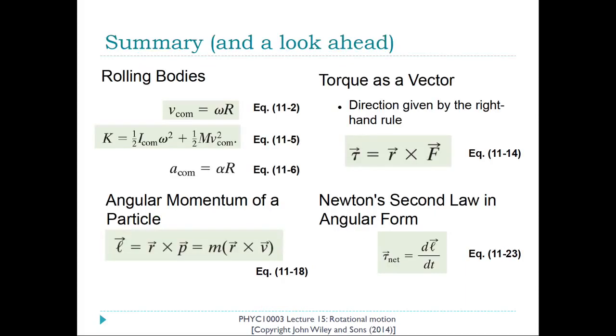So as a bit of a summary of what we've looked at today, we've looked at the velocity, the speed at the center of mass is relative to our angular velocity times the radius. We've looked at our kinetic energy, the total kinetic energy being the rotational and the translational kinetic energies, and the acceleration of the system as being the angular acceleration times the radius, the distance. We looked at our relationship between torque and our second law of angular momentum.